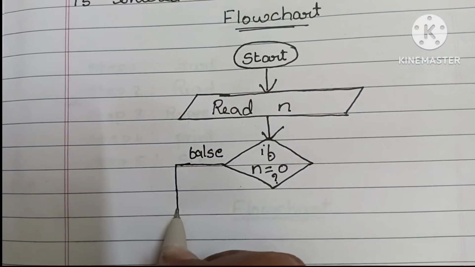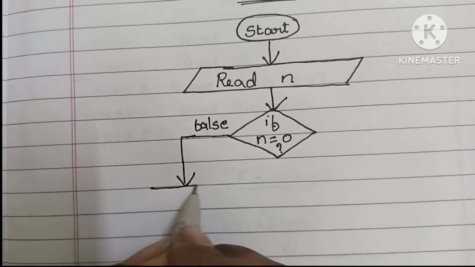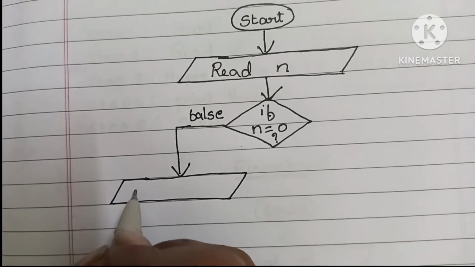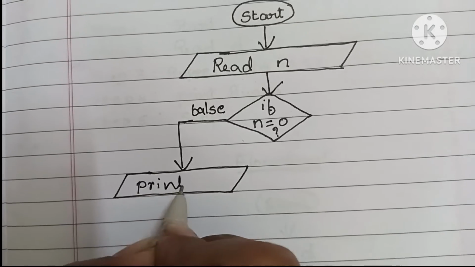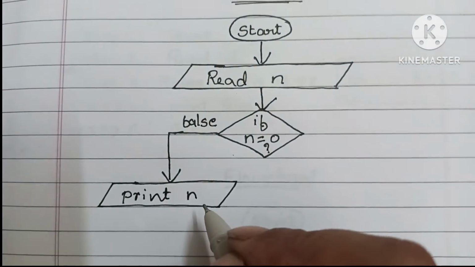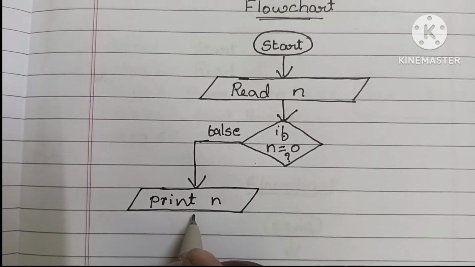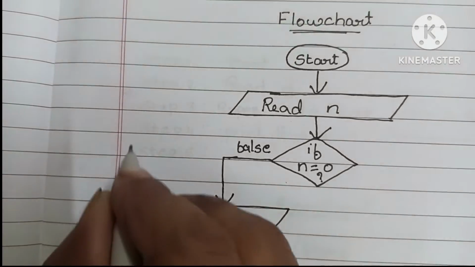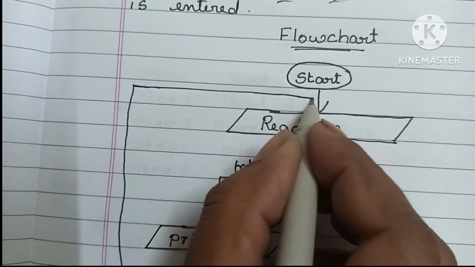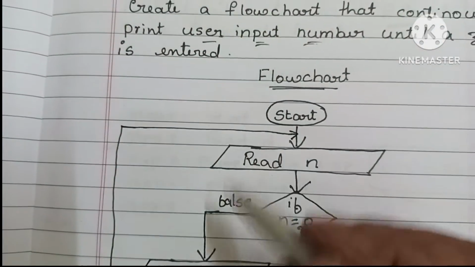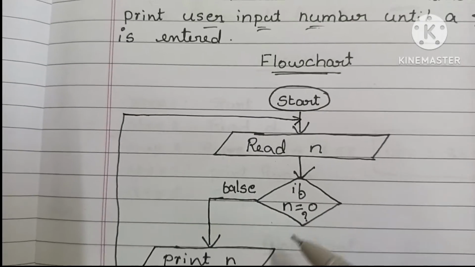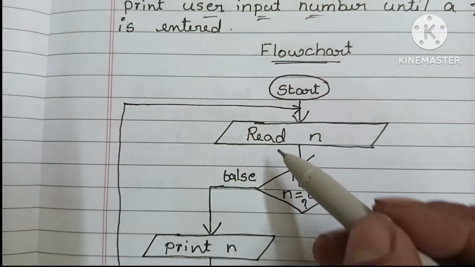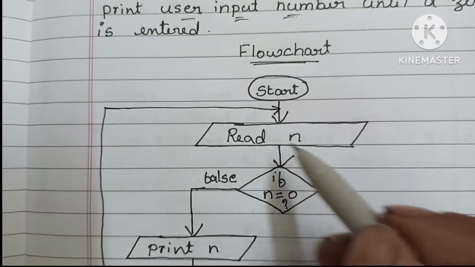Then we have to print the number. Output is written within a parallelogram shape. Within that we have to print n. Here we have to print the number, that is n. Next we have to repeat this process. It will continuously take input numbers until a number is 0. Got it? Next, again it will read a number, that is read n.